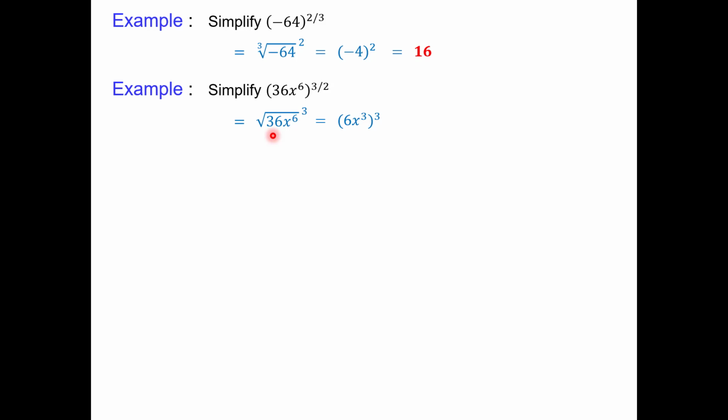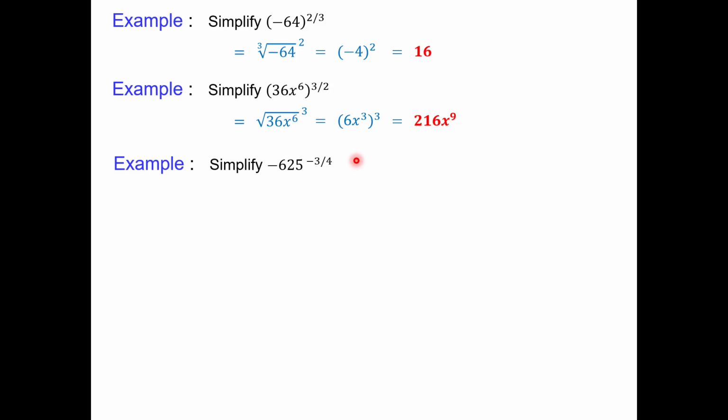So from the inside, we know that the square root of 36 is 6, and the square root of x to the 6th, you're asking yourself, what squared gives you x to the 6th? And that's x to the 3rd. So x to the 3rd squared would have given you x to the 6th. So it's that quantity, still cubed from this outside 3rd power, and then you multiply this out, 6 cubed, 3 times, and then x to the 3rd raised to the 3rd, your rule is to multiply. So that's x to the 9th.